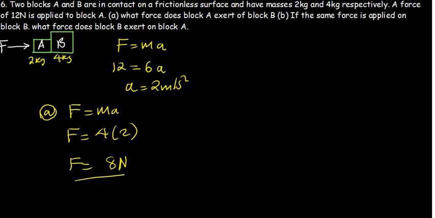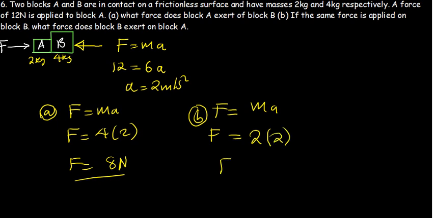It's the same. And then for question B, saying if the same force is applied on block B, what force does block B exert on block A? So if we apply this force in this direction, the acceleration of the system is going to be the same because the total mass will still be the same, 6. So in this case, the force exerted on block A is going to be mass of block A, that is 2, multiplied by the acceleration. The acceleration is still 2. So the force therefore is going to be 4 newtons. This is the force that is going to be exerted on block A if the force is applied on block B first.